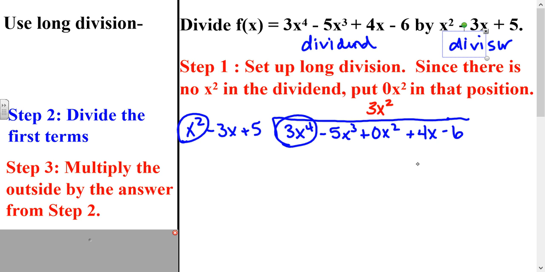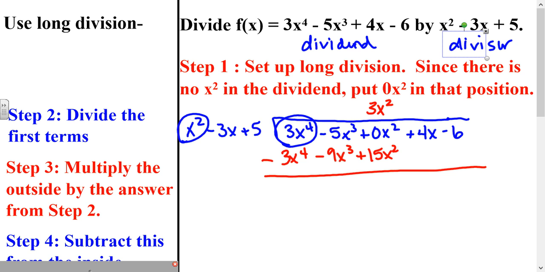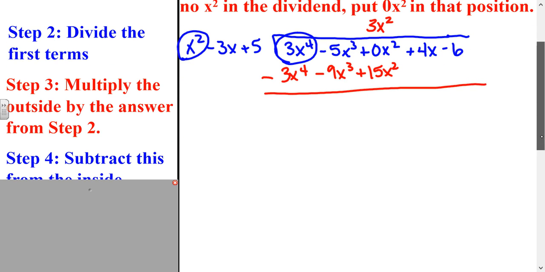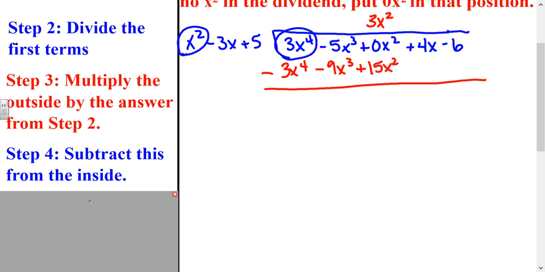And I'm going to write it down here. So 3x squared times x squared would be 3x to the fourth. And then 3x squared times negative 3x would be negative 9x cubed. And then 3x squared times 5 would be 15x squared. So you can see why it's nice to put that 0 in here so that everything's nice and lined up. Now we draw our line and we are going to subtract. So step 4 is to subtract the inside.